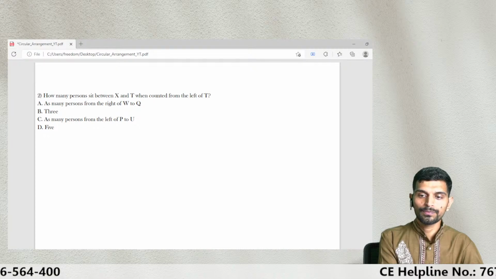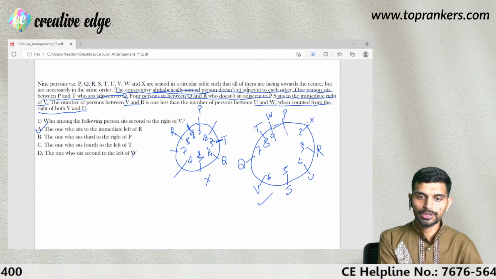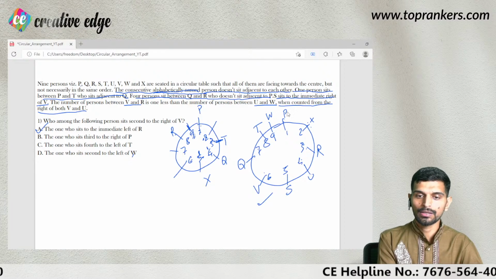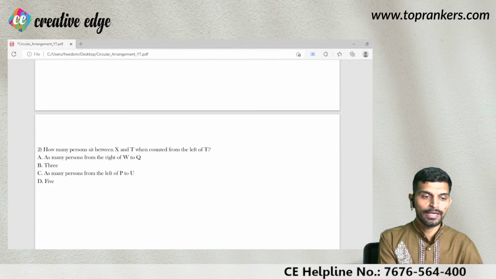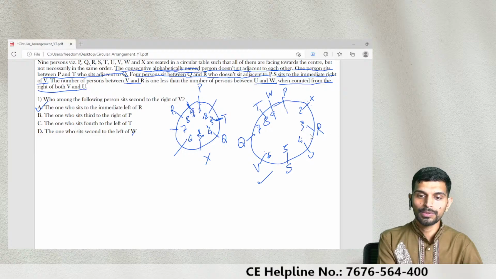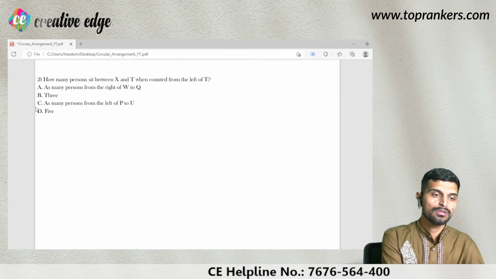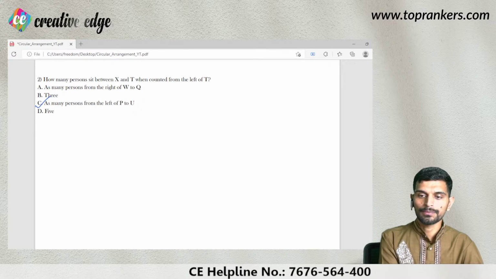W and Q, 1, 2, 3, 1, 2. Counted right, not left. So W and Q, then next is 3. 3 is not correct. 2. P and U. P and U, 1, 2. So that is correct. Counted left both ways. Answer should be option C.